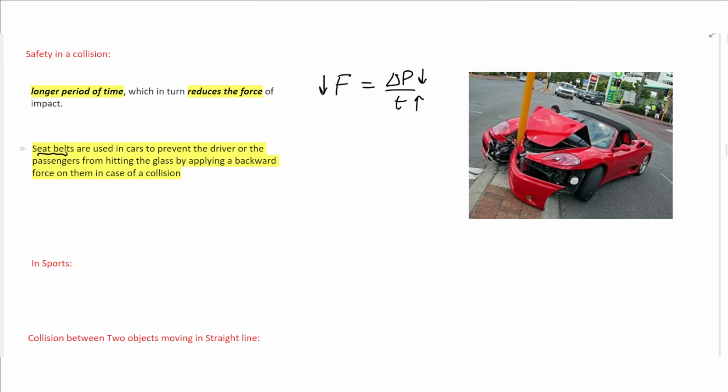Another safety feature in vehicles is the seat belts. The seat belts do not increase the time of impact. They exert a backward force on the driver or the passengers, because without that backward force, an object that is moving forward will keep moving forward and will either hit the steering wheel or the windshield of the car. So a seat belt exerts a backward force on the passengers, and the airbag deforms and increases the time of the impact, so it decreases the force on the passengers. In sports, we use helmets and knee pads and elbow pads, anything that changes shape to increase the time of the impact.